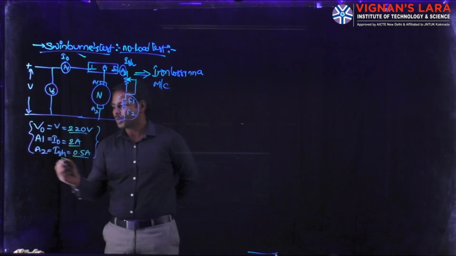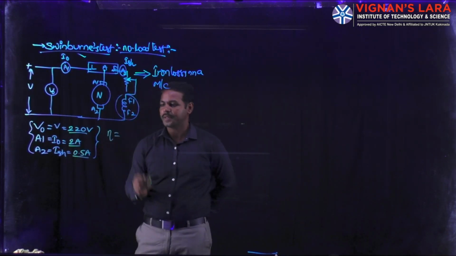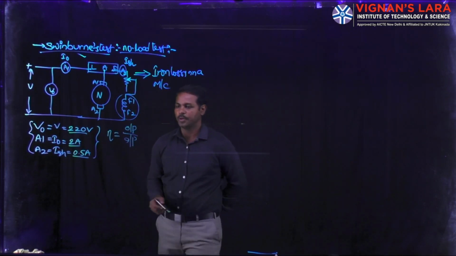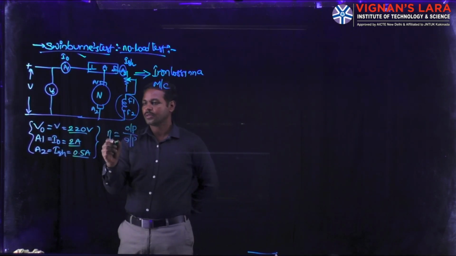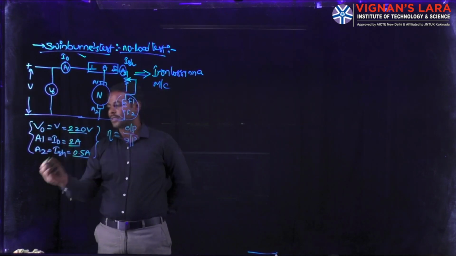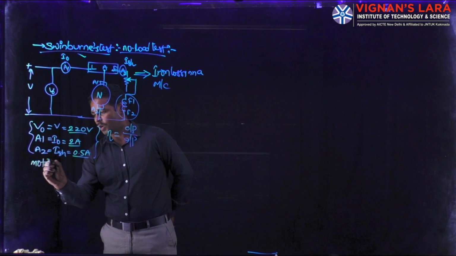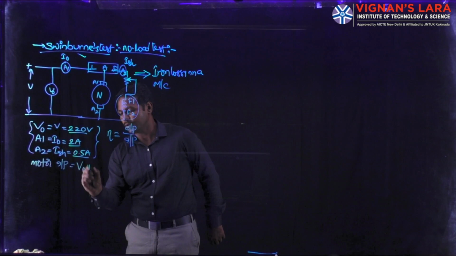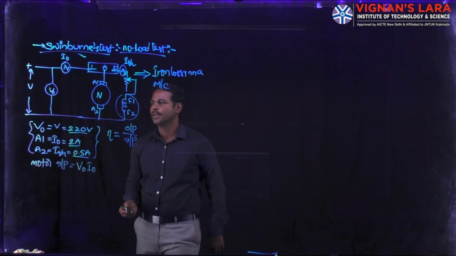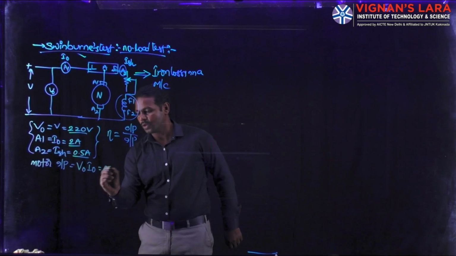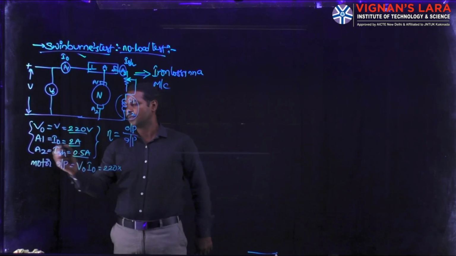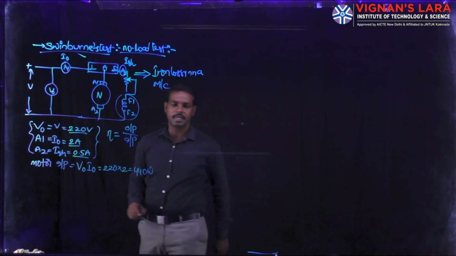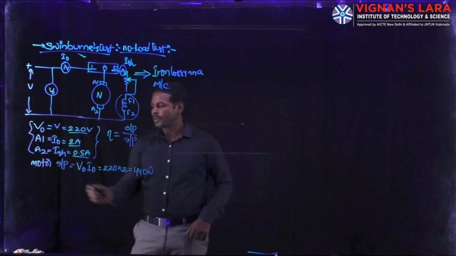So we can find out the efficiency of a motor. Efficiency is equal to output divided by input. In these measurements, all of you know the input voltage and currents. So motor input is equal to V0 into I0, the no load voltage multiplied with the no load current, which is 220 into I0 = 2 amperes, equal to 440 watts. So this is the motor input.